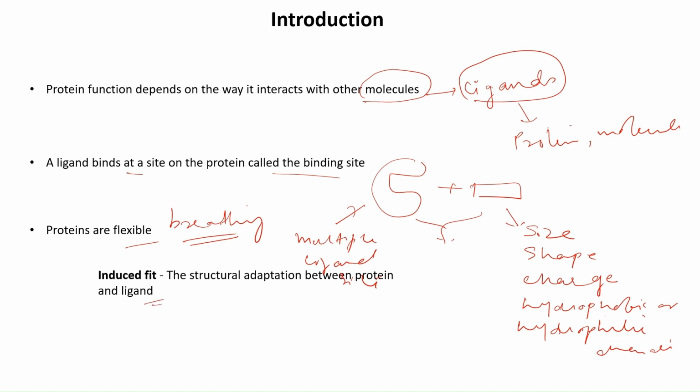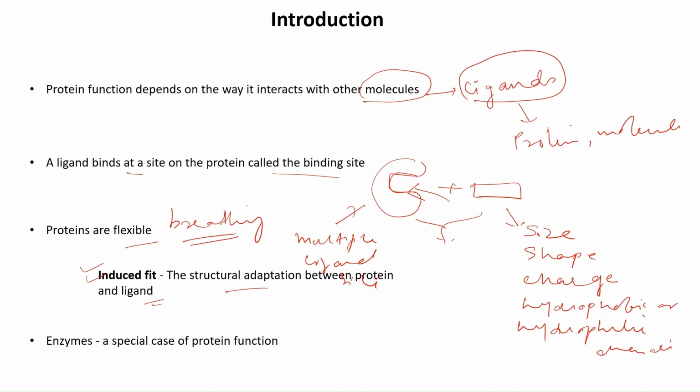That means the complementarity of this ligand binding site can have flexibility, and because of this flexibility it can change its conformation and become fit for the ligand. So it is not that the ligand binding site should always be complementary in shape and size. It can remain in another form, but once the ligand comes and binds to this site, the protein will change its conformation and become complementary with the shape of the ligand so that it can bind tightly with the ligand. This model is known as the induced fit model, that is the structural adaptation between protein and ligand.